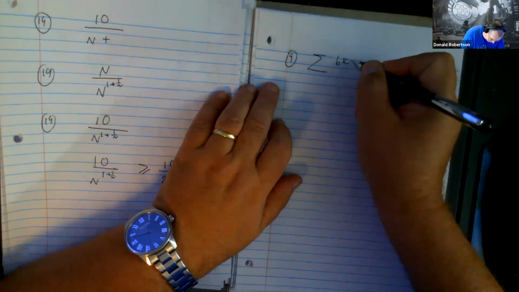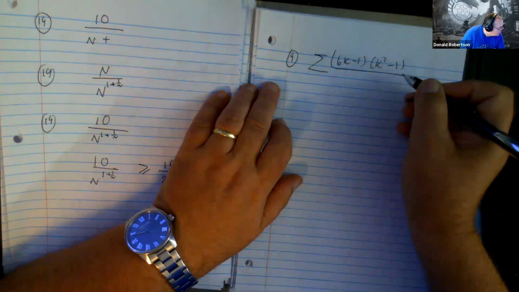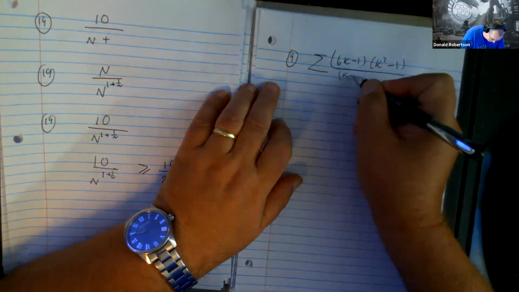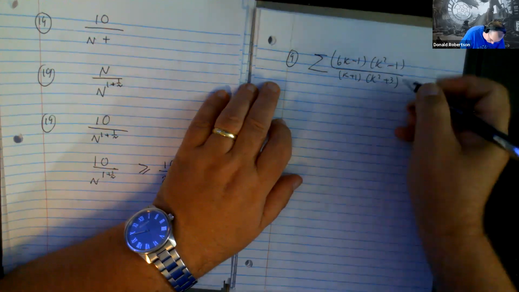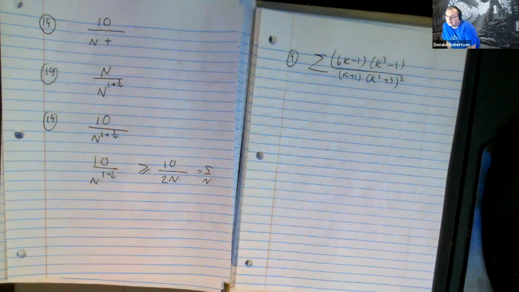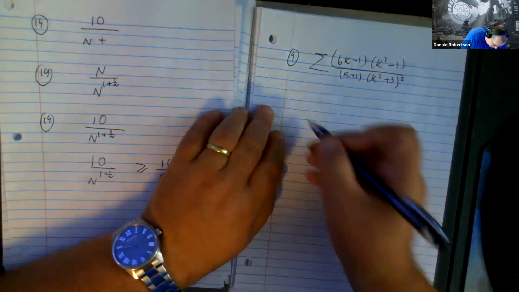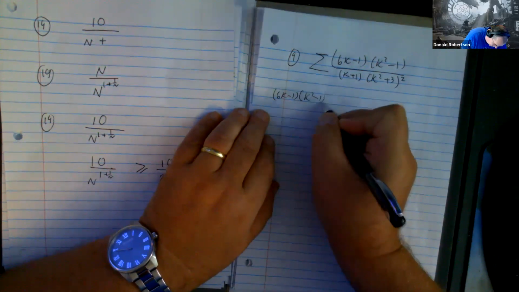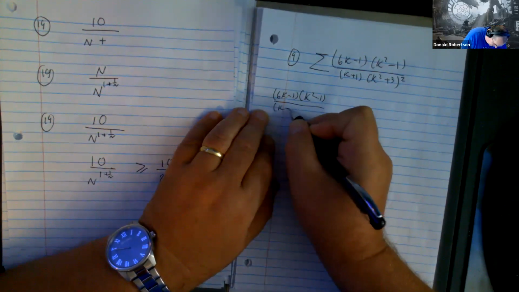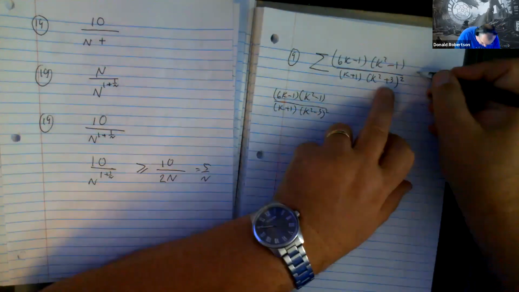6k take away 1, over k squared take away 1, times k plus 1, over k squared plus 3 squared. I first have to decide if this is converging or diverging, because that is going to make a big difference to what comes next. And the way that I decide converging or diverging is my little surgery thing.